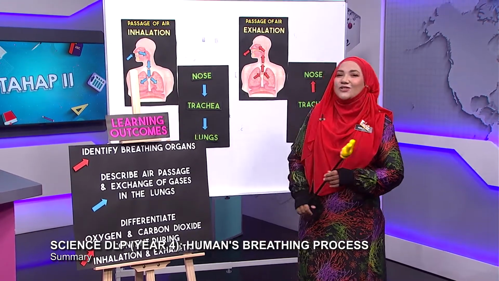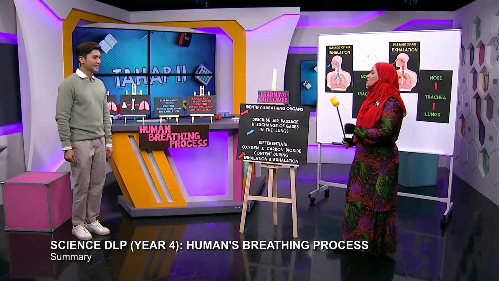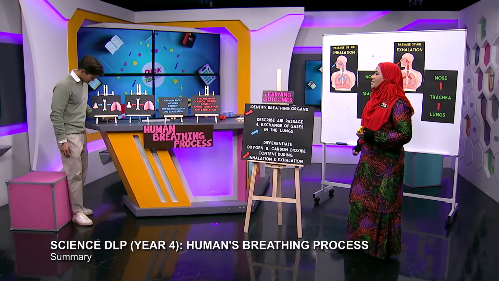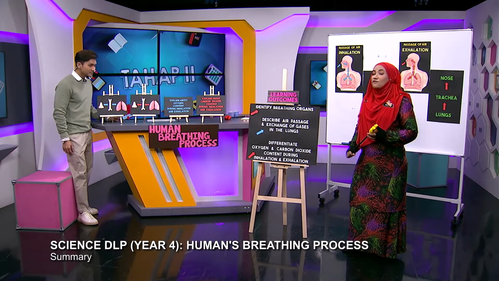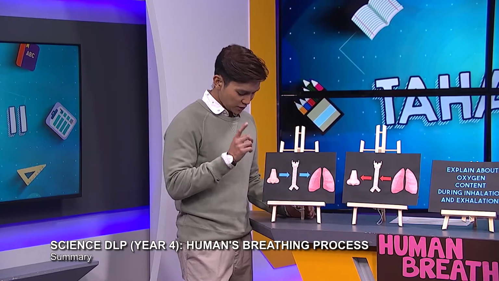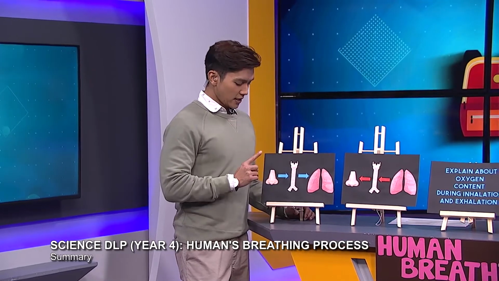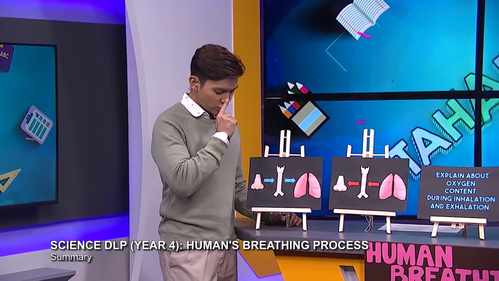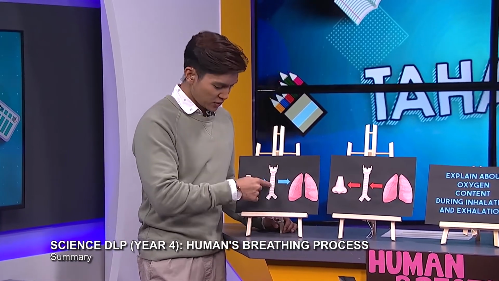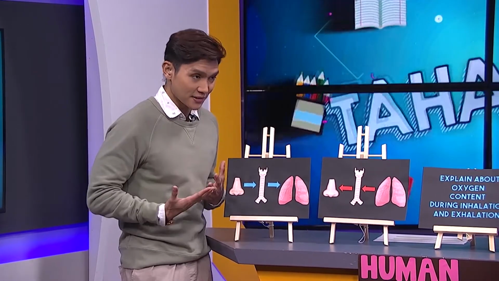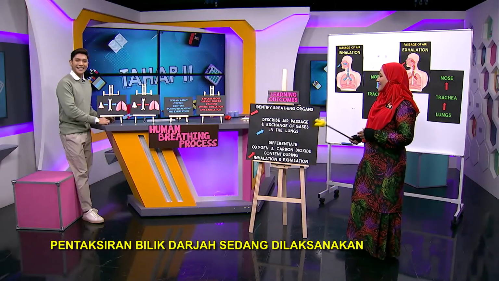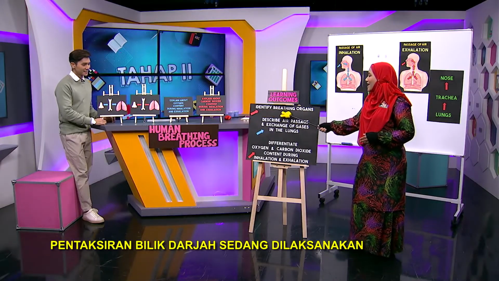Abang Hanif, let's jump straight into the first question. Look at the first one. Those are the organs that are involved during breathing. Name them. Okay, I will do my best. When I breathe in, which is inhalation, air will go through my nose and through the trachea, and it would expand my lungs. These are the lungs. Is that right, Teacher Nina? That is right. Abang Hanif has identified the breathing organs.